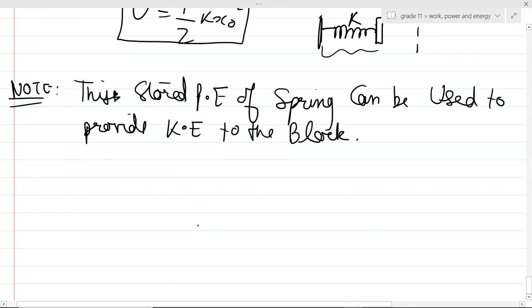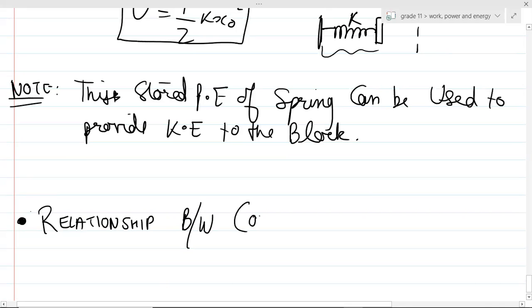Is this clear? Next heading. Guys, is spring force clear to everyone?